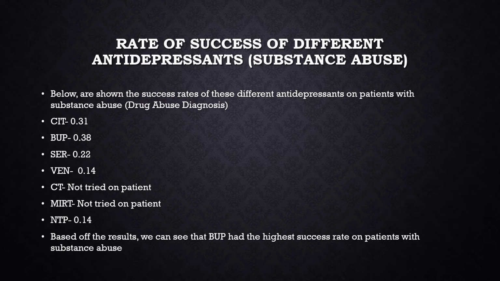In comparison with patients with anxiety diagnosis who had CIT as the antidepressant with the highest success rate, we can see that there is a clear difference. For patients with substance abuse, BUP was the antidepressant with the highest success rate. This concludes the end of this assignment.